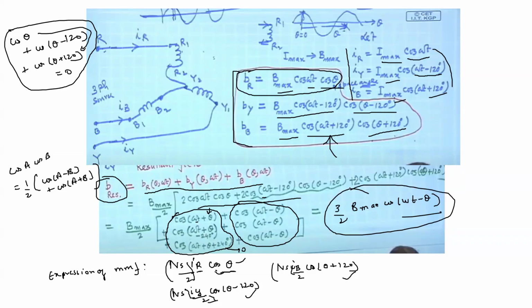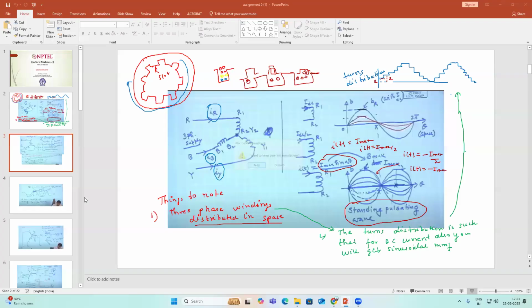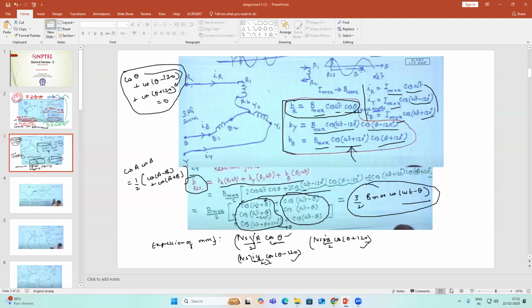But suppose we take the case where you give the same current. This was the question in the last class, so I'm including that slide here. In the question it was said that all the three windings are connected in series, and then you give them the same current, as in a single phase. So let us say you give only I max cos omega t to all the three phases. Then what happens?